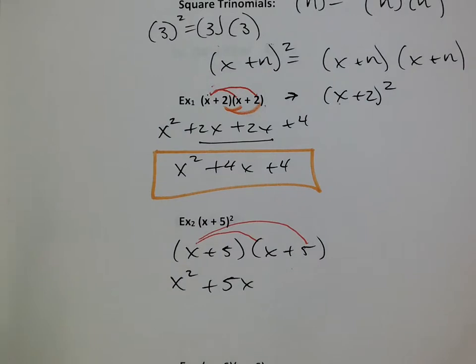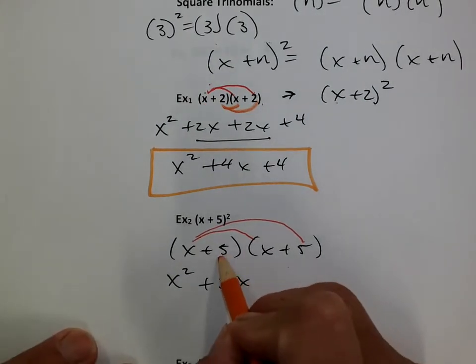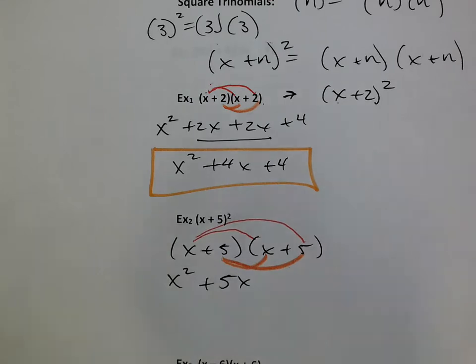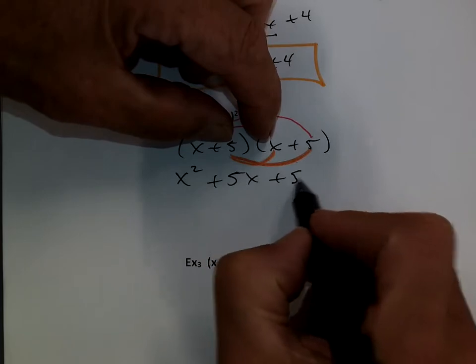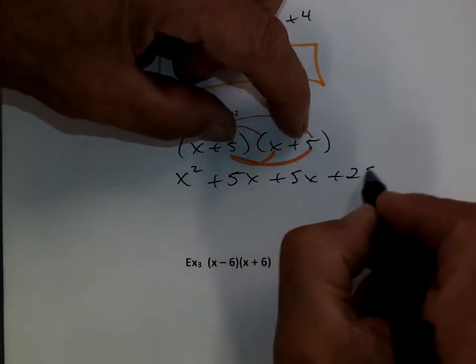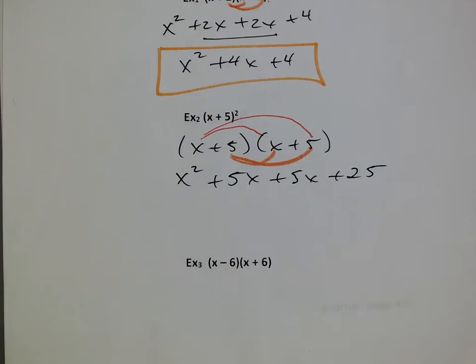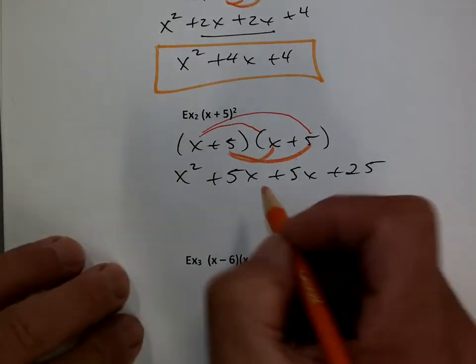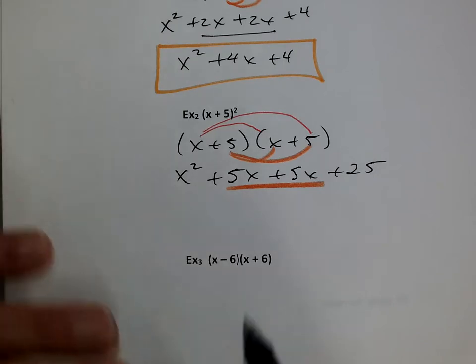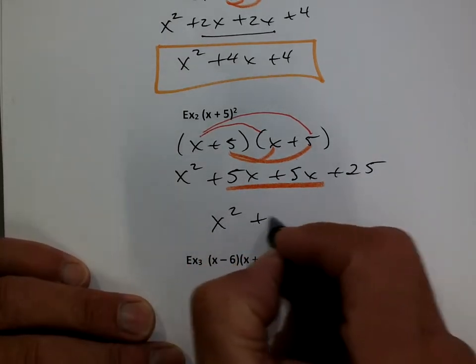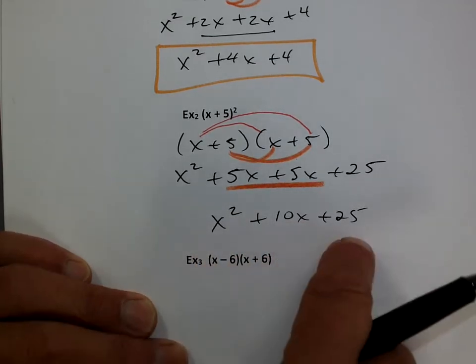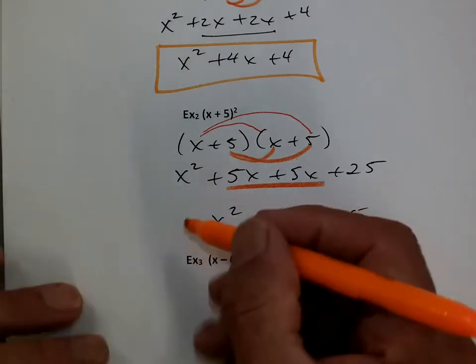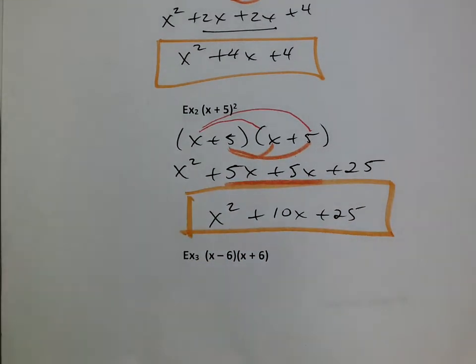Okay. And then let's take the second term, which is the 5 times the x and the 5 times the 5. I will have 5 times x, a 5x, and 5 times 5 is 25. So let's combine the terms that are the same. Those two are the same. We can make that a 10x: x squared plus 10x plus 25. And since they're all different terms, that's the answer.